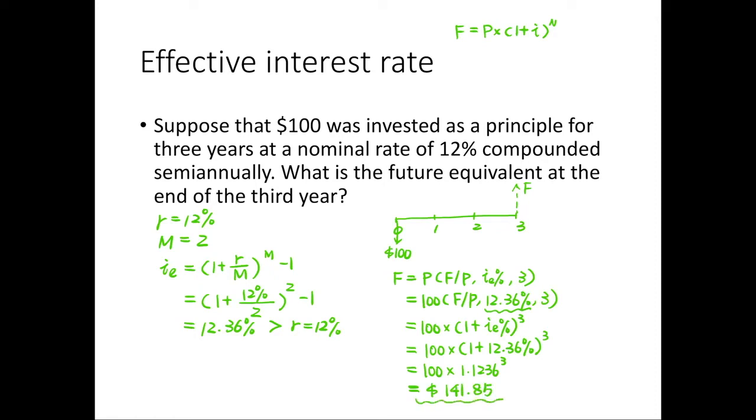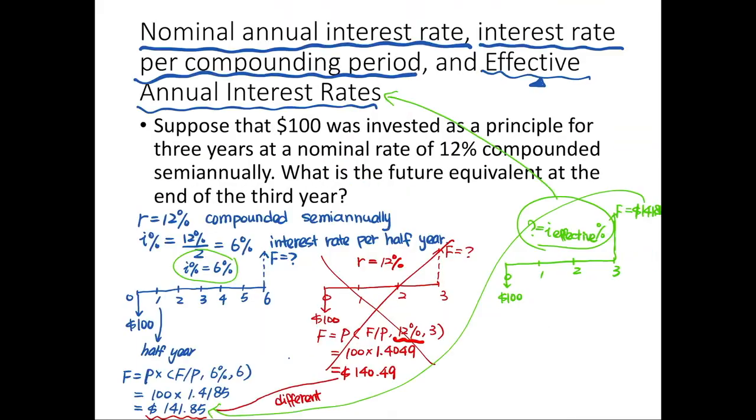This is the value the same as this one, okay? Which means if you want to calculate something out of a nominal interest rate, you have two options. You can first convert that nominal annual interest rate to the interest rate per compounding period, and then compound it period by period. And that period could be less than 1 year, okay? Another option is you can use the effective annual interest rate and still compound it year by year. You will have the same answer.